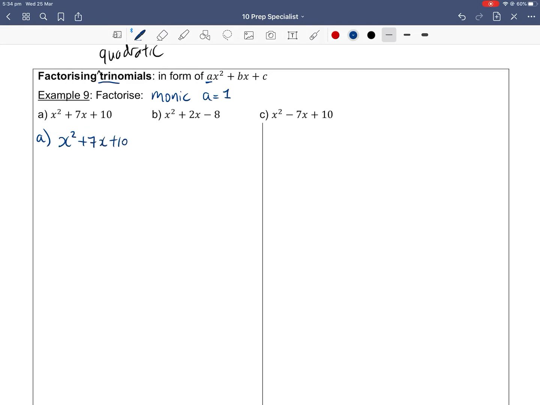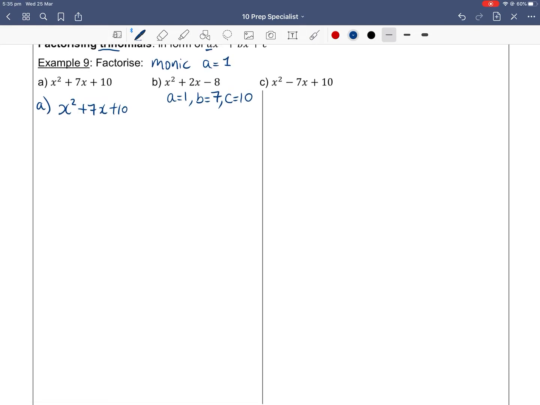First, on the side, identify your a, b, and c. a is the coefficient of the x squared, the number in front of the x squared, which in this case is 1. b is the coefficient of x, the number in front of the x, which is 7. And lastly, c is your constant term, the one with no x's, which in this case is 10.